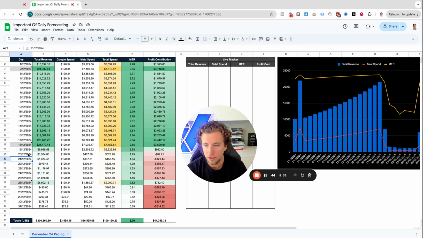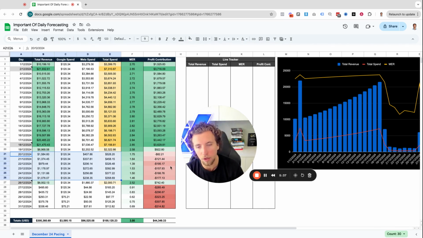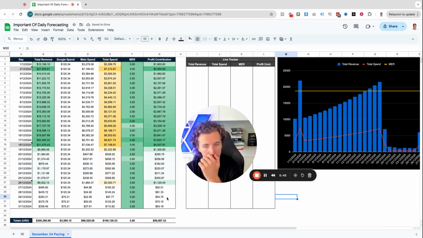Then from the 20th to the 25th, you'll see that profit contribution actually goes negative, and that's because we have operating expenses layered into this specific example. For accuracy, I've gone and removed the operating expenses so we can just strictly look at MER and profit contribution. And what you'll notice is that MER is remaining stable over this entire time period, and that's because we are trying to control for MER based on spend fluctuations.